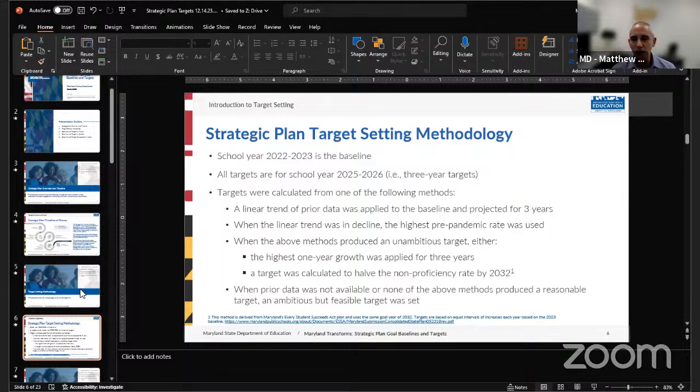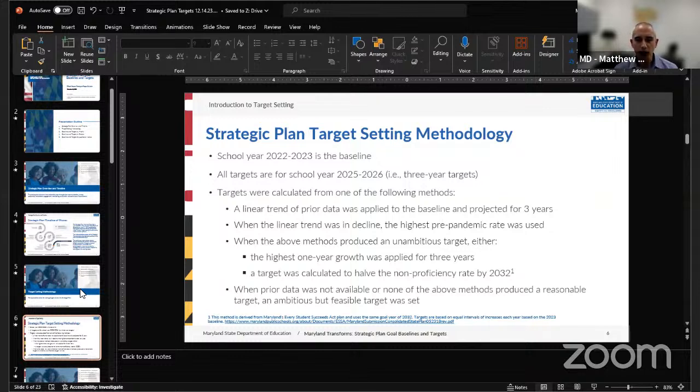So one is if the linear trend was in decline. So if proficiency was going down in the past, we don't want to apply that trend to the baseline. We want to see proficiency go up. So one way around that was, instead of using a trend, we just took the highest pre-pandemic rate and applied that as a target.